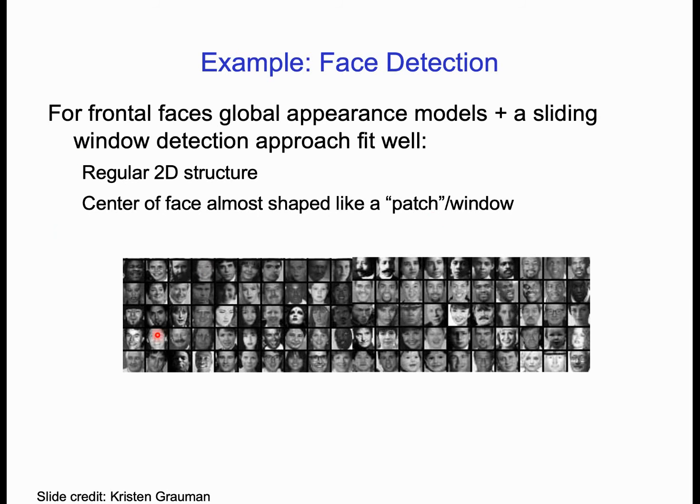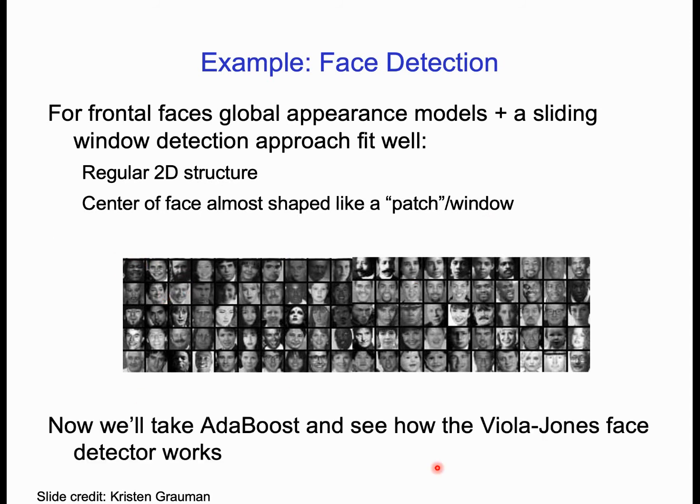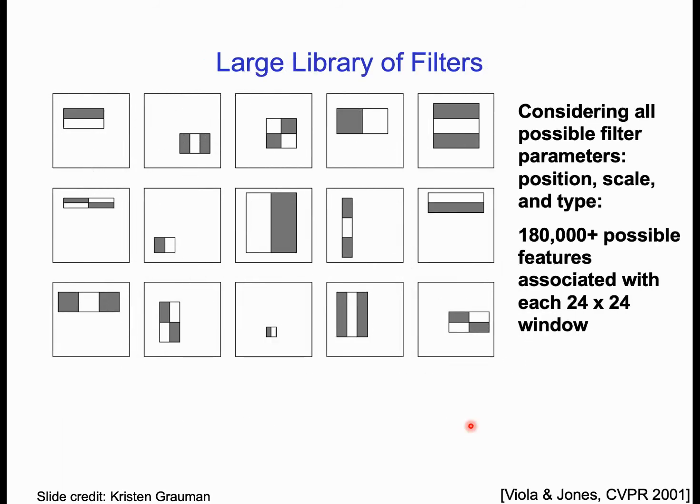It basically uses a regular 2D structure, and the idea is that the center of the face is almost shaped like a patch window, so it covers the entire face. Okay. Now let's see how AdaBoost is used, and let's see how the Viola-Jones detector actually makes use of the AdaBoost algorithm.